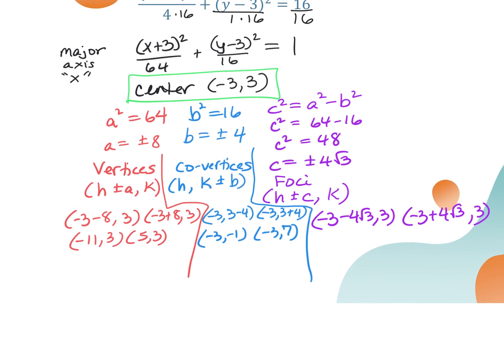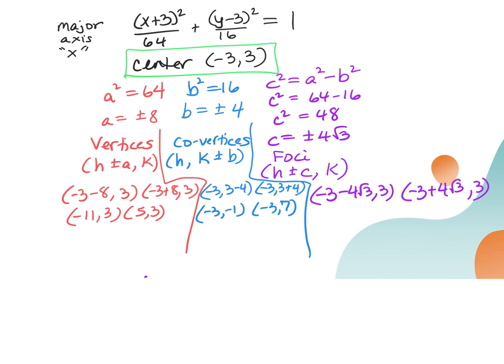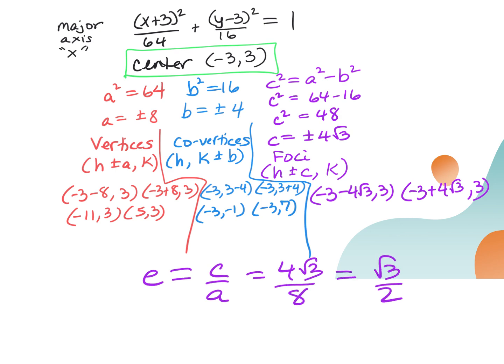So now again, I'm going to take the 6 ordered pairs here plus the center and put them onto my graph. Again, my E value, C over A, 4 root 3 over 8 reduces to root 3 over 2. Again, you won't have to calculate any E value for the quiz, but you will have to find vertices, co-vertices, foci, and graph it. So let's go ahead and make my axis here.